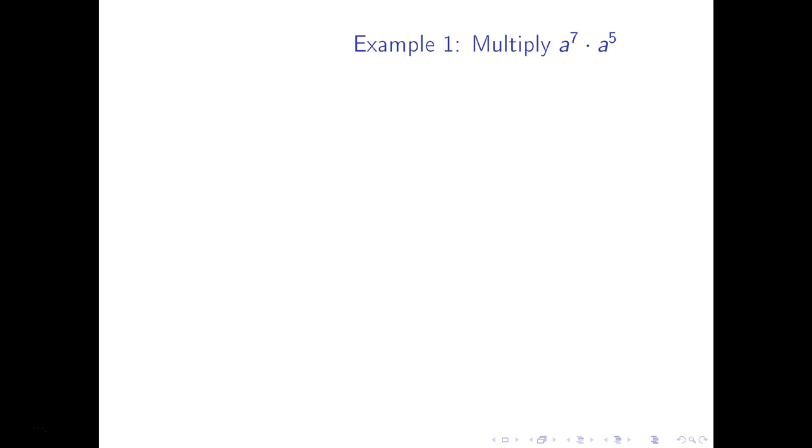I want to multiply these two together. So let me ask you a question. Which rule am I going to use? Hopefully, you said use the product rule. So if not, go back with the product rule. Think about it for a second. Come back. So using the product rule, remember if we're multiplying, what do we do with the exponents? We add them. So it's a to the 7 plus 5.